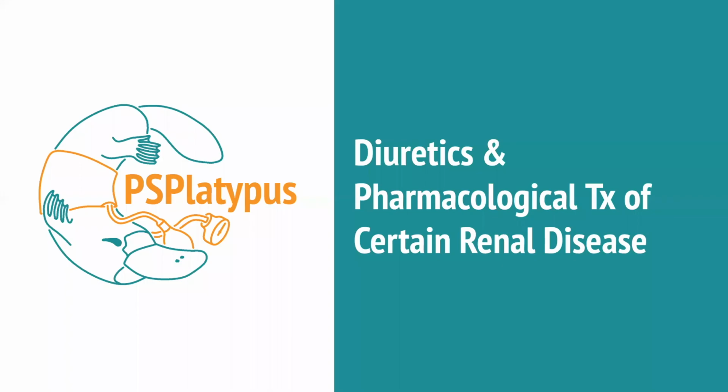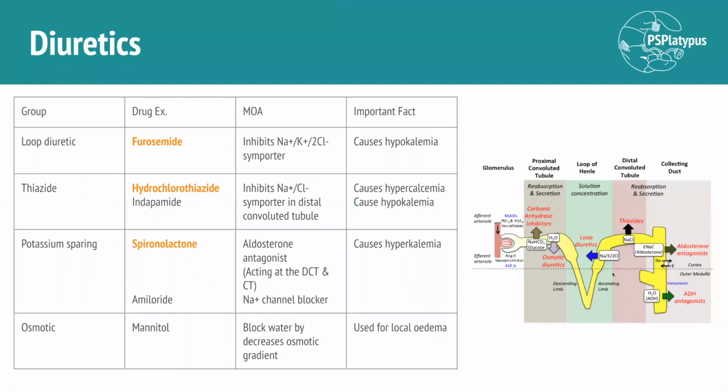Okay, today we'll be talking about diuretics and pharmacomanagement of certain renal diseases. First of all, what are diuretics? Basically, they're a drug type that acts to increase the excretion of water from the body. It may be used in certain conditions, such as heart failure, to reduce preload on the heart.